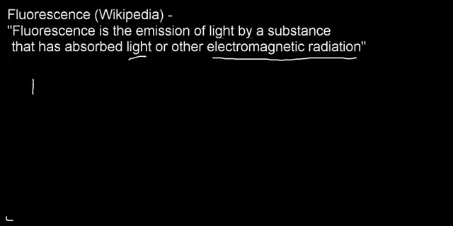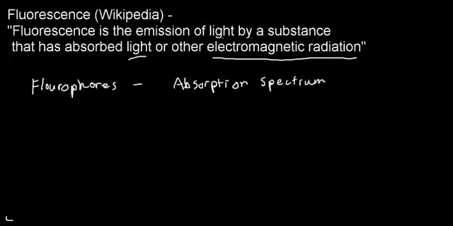So what we need to understand is that there are molecules that are fluorophores. Fluorophores are molecules that can absorb light or electromagnetic radiation and emit light. That is a specific characteristic of those specific molecules. Different fluorophores can absorb different spectrums of light. Each fluorophore has specific wavelengths that they can absorb. That's called their absorption spectrum. And accordingly, they have a specific spectrum that they can emit light in, and that is called the emission spectrum.